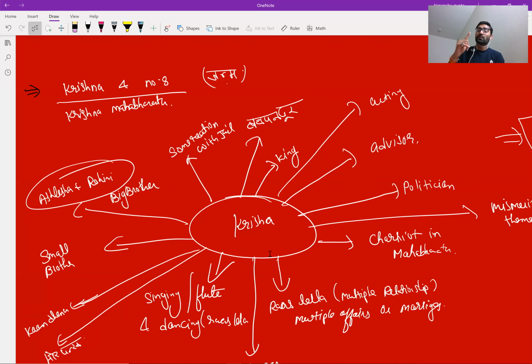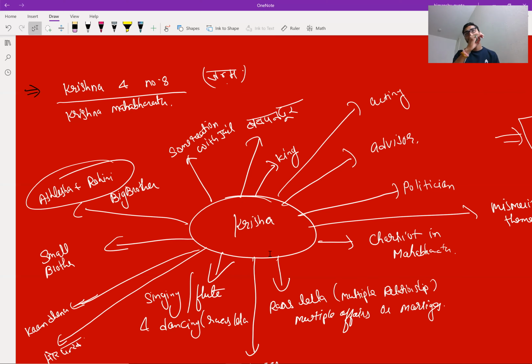Apart from that, Krishna is also the king of Dwarka. From that we can say that Rohini people have a tendency to reach very high positions, the highest point. Rohini people are also good advisors. Krishna is the best advisor in the Mahabharata. He advised the Pandavas to win the battle of Mahabharata, one of the deadliest battles in history. Apart from that, he is the best politician. I have never seen any politician better than him.